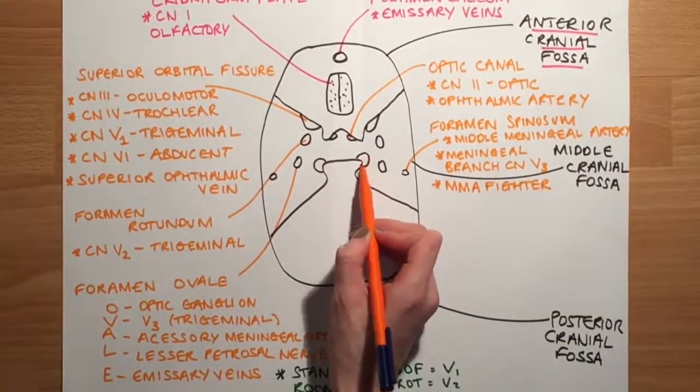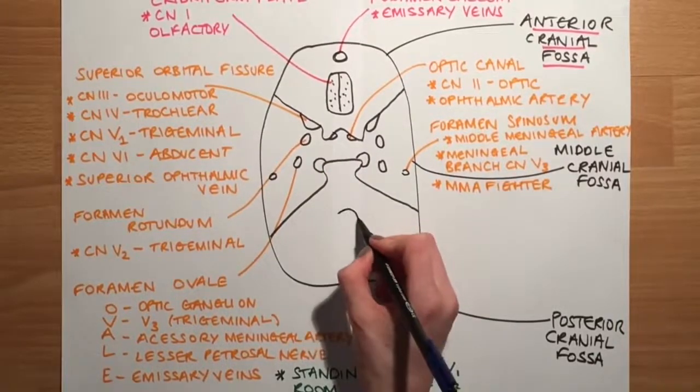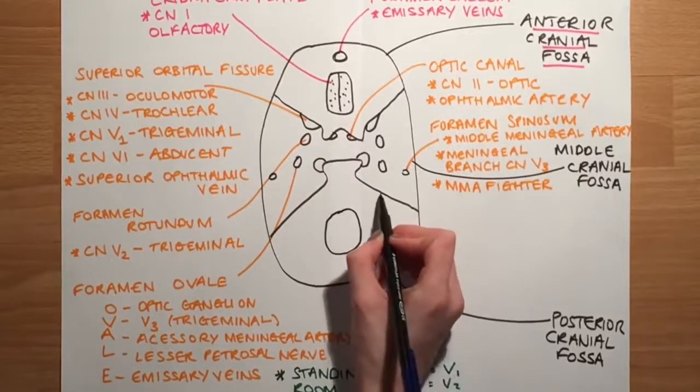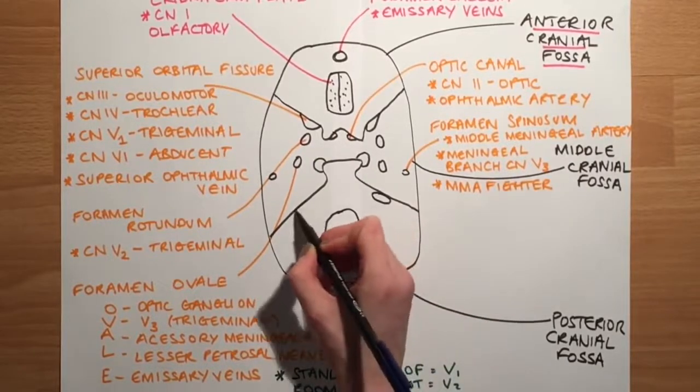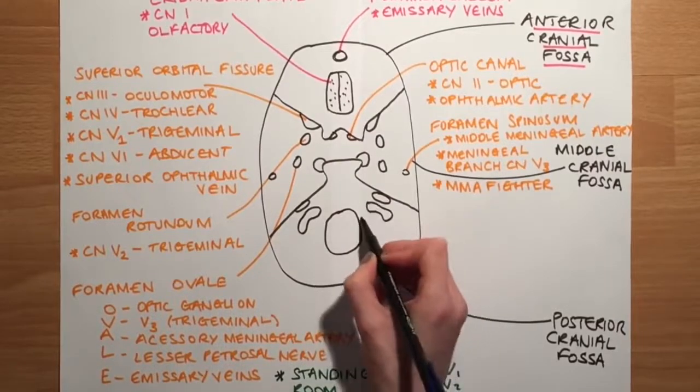Now, the two I'm pointing at here are the foramen lacerum. I'm not going to focus too much on those today because I'm going to focus on them in another video. Now, the posterior cranial fossa, I'm going to go on and draw the foramen magnum. Then I'm going to draw the internal acoustic meatus, the jugular foramen, and then the hypoglossal canal.